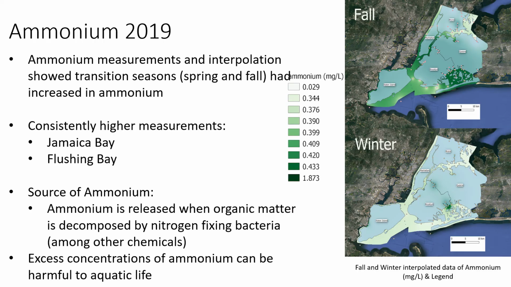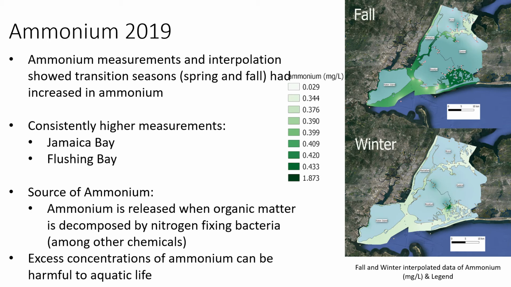I also evaluated ammonium, a pollutant byproduct of organic matter and detritus decomposition by nitrogen-fixing bacteria. Ammonium values in the interpolation show that transition seasons, spring and fall, have unusually high values in comparison to summer and winter. Jamaica and Flushing Bays appear to accumulate or directly receive high inputs of ammonium. During the fall, increased water circulation contributes to the upwelling of nutrients and promotes algae growth, a phenomenon known as fall bloom.